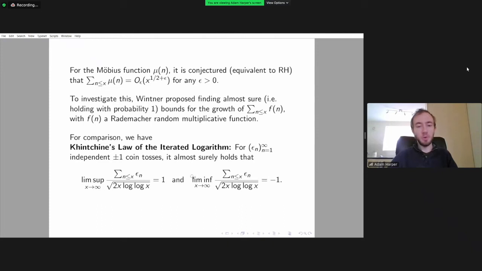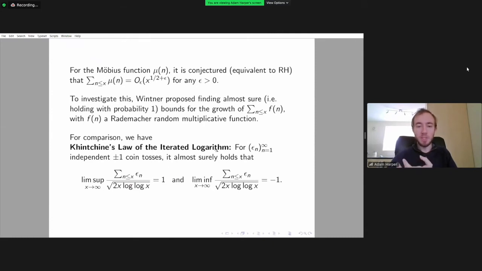Something to note here is that if you fix an x and look at the behavior of this partial sum, well, this is a sum of a lot of independent random variables. So by the central limit theorem, this should behave like a Gaussian with mean 0, because they all have mean 0, and variance about x. And a Gaussian random variable with mean 0 and variance x usually has size like square root of x, its standard deviation. And here we're renormalizing by something bigger than that, something like root of x log log x.